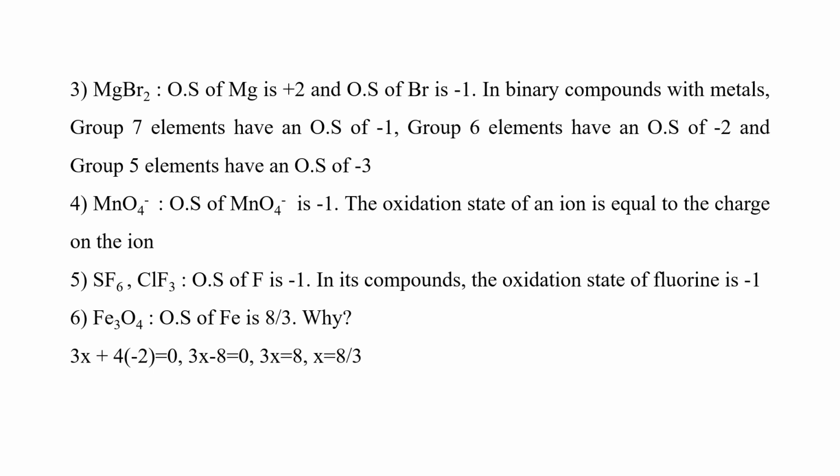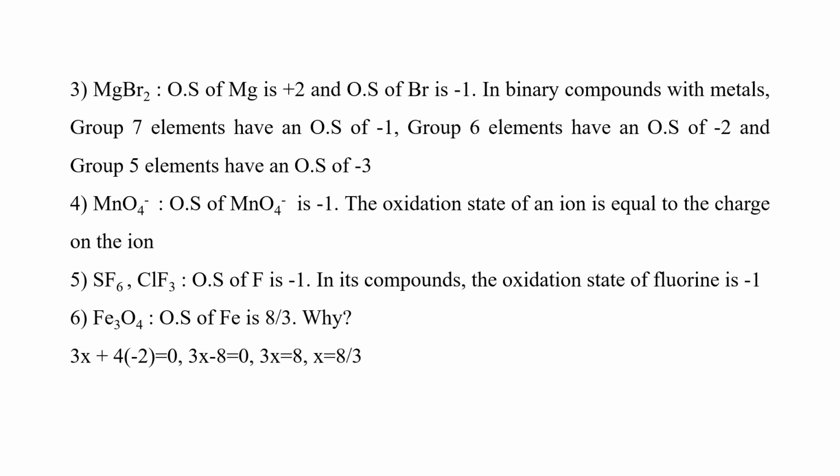Now, example number 4, we have the permanganate ion. The oxidation state of the ion is -1. The rule says the oxidation state of an ion is equal to the charge on the ion. And as for the fifth example, we have sulfur hexafluoride. Now, hear me out. The oxidation state of fluorine is always -1. In its compounds, the oxidation state of fluorine is always -1.